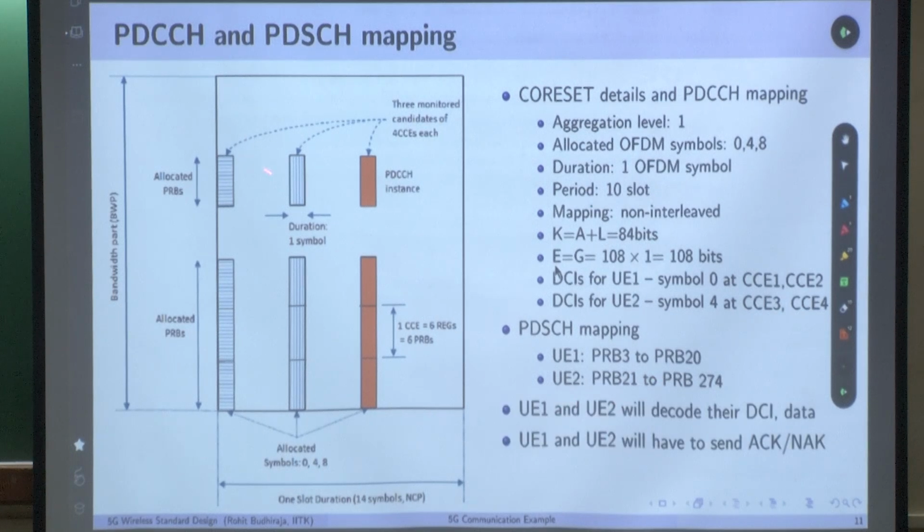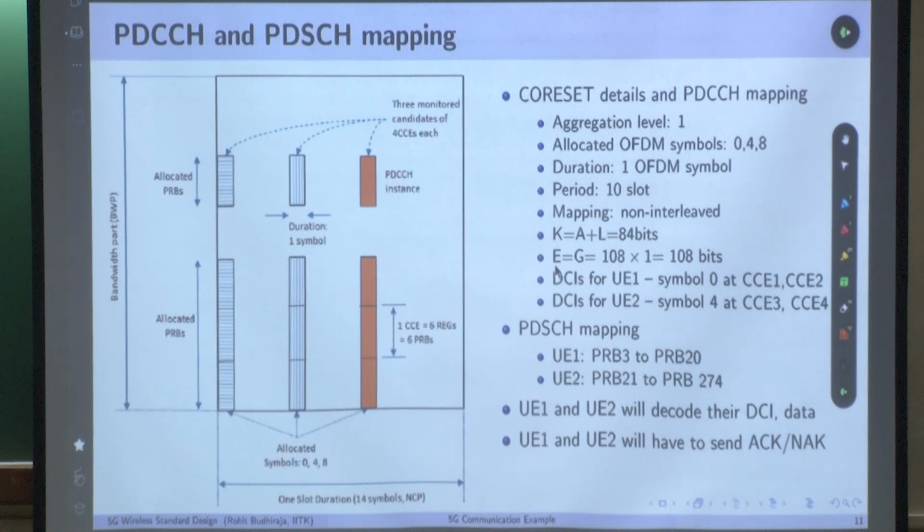Okay, what will happen? They'll do this blind decoding. You know how many decoding attempts they'll have to do if it is coming at CC1 and 2. CC1 has one DCI, CC2 has another DCI. In the first attempt UE1 will get its first DCI, and in the second attempt it will get the second DCI, done. UE2 will have to make 1, 2, 3, 4, 5, 6, and at the 7th and 8th attempt it will be able to get its DCI.